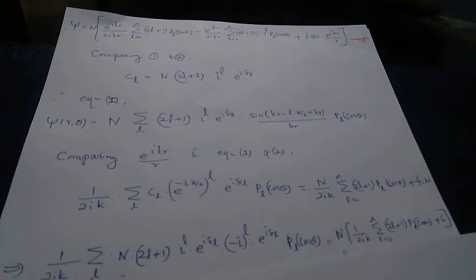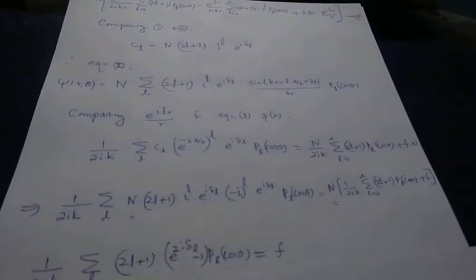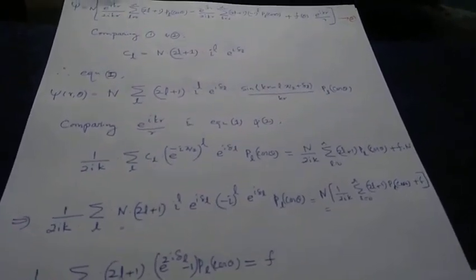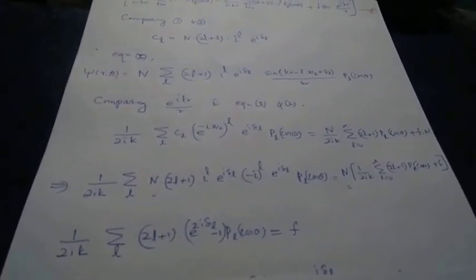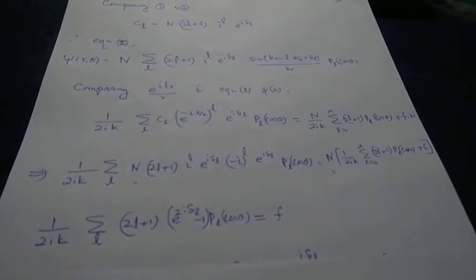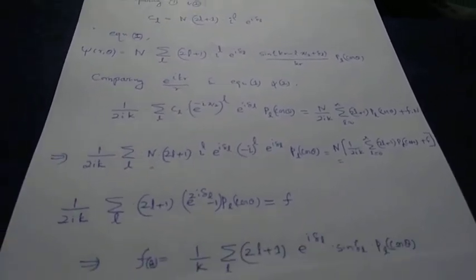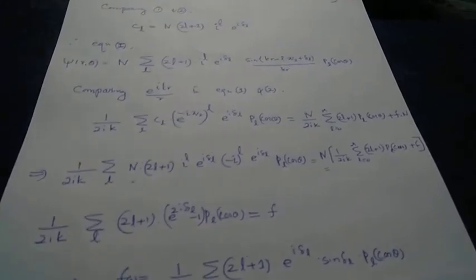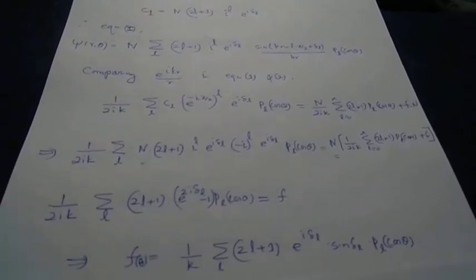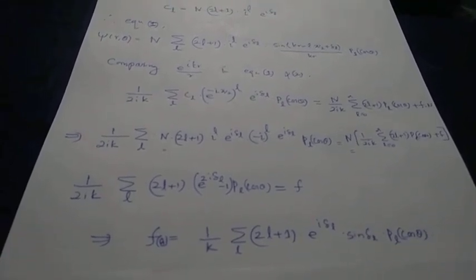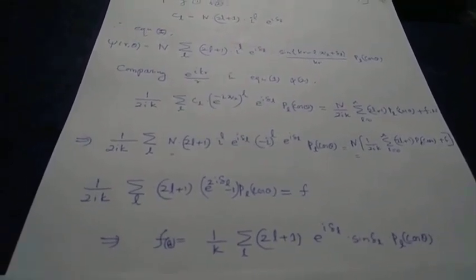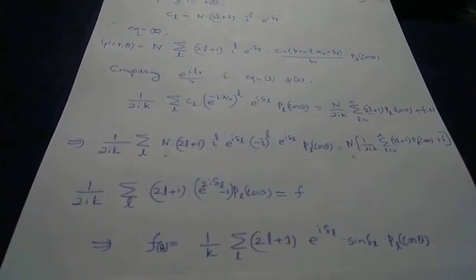If you do a little bit of mathematics, substitute the value of C_l, and move this term to this side, we can write f as this expression here. Then we can pull out exponential i delta_l, and we see that it is equal to this into sine delta_l P_l of cos theta. And this is the expression for scattering amplitude in terms of phase shifts. That's it in this video, and thanks for watching.